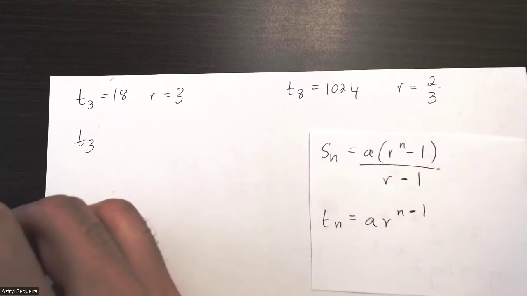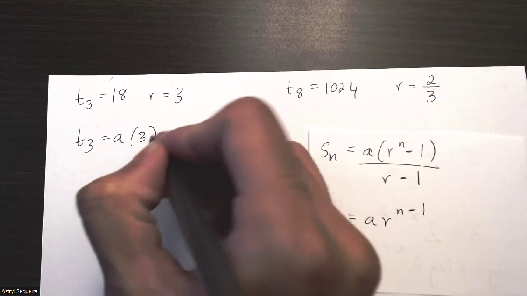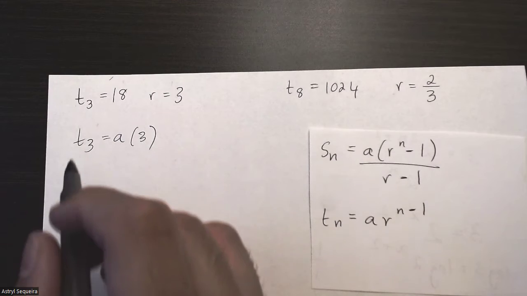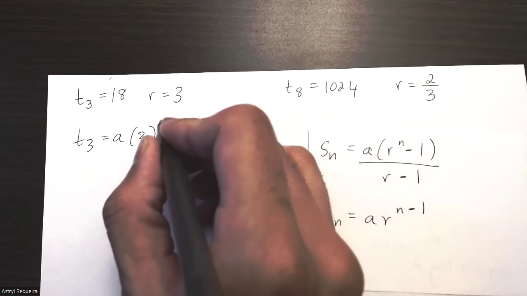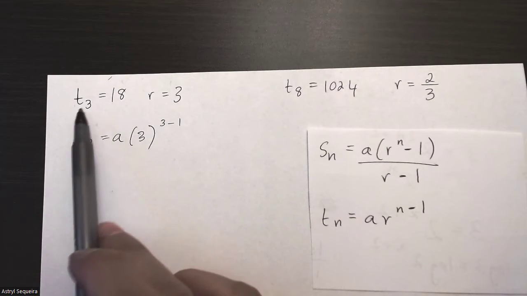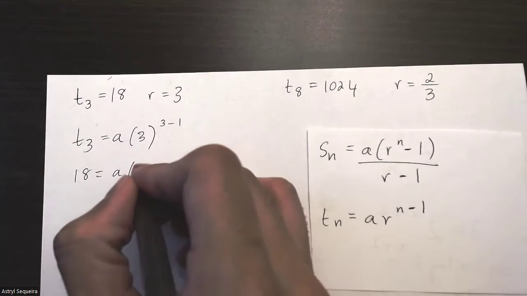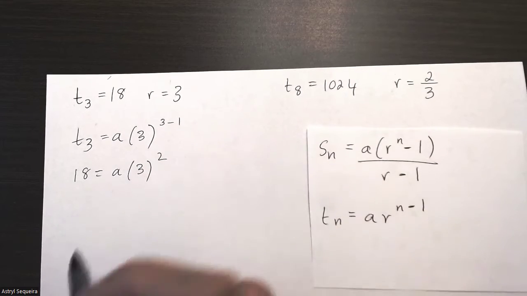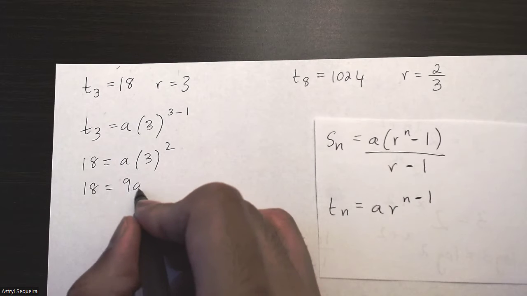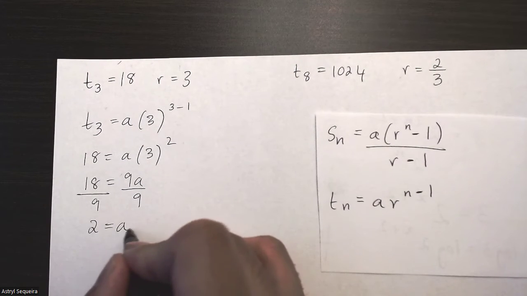So T3 equals to A. I know that my common ratio is 3, and I know that my n minus 1, n is just 3 as well in this case, because it's the third term. And then I know that T3 can be replaced with 18. 18 equals to A, 3 minus 1 is 2. And then 18 equals 3 squared is just 9A, and then divide by 9 on both sides. So I get 2 equals to A.